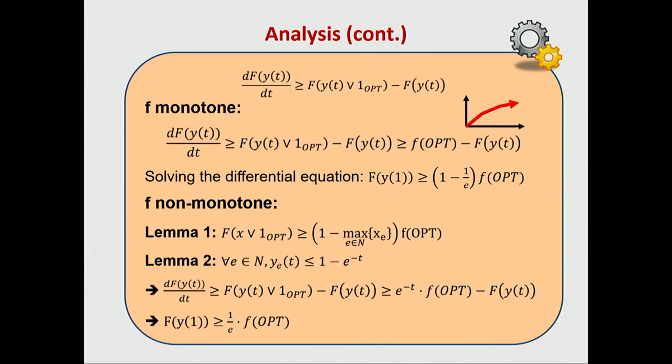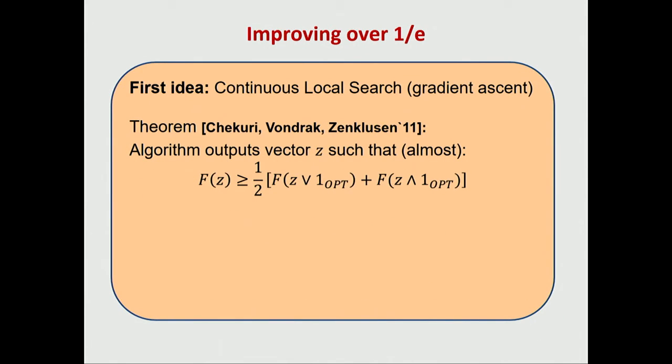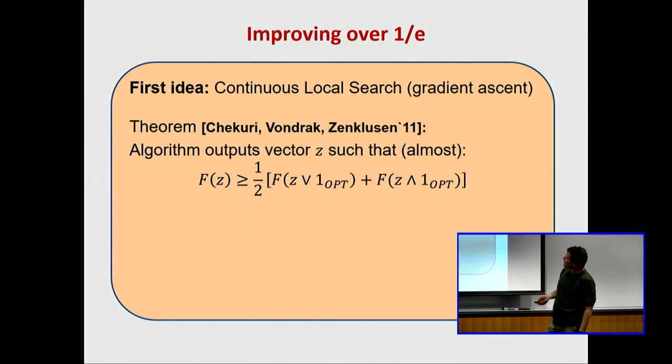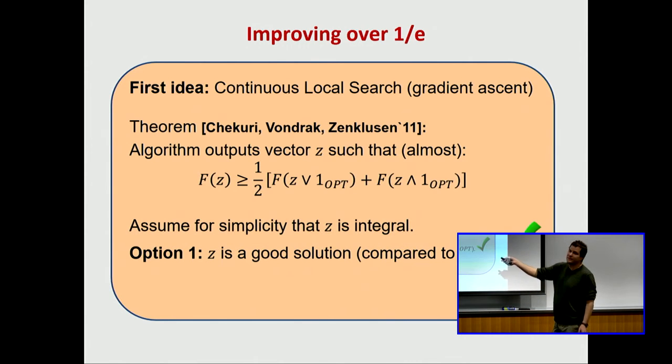It's slightly more complex. I don't have much time, so I'll just tell you how to improve this to 38.5%. This requires another idea that was in the literature already. There is continuous local search, which is just a continuous gradient ascent. What you can prove for a submodular function is that it will give you a vector which is at least half of the union with opt and the intersection with opt. So think about z here as an integral solution for now.